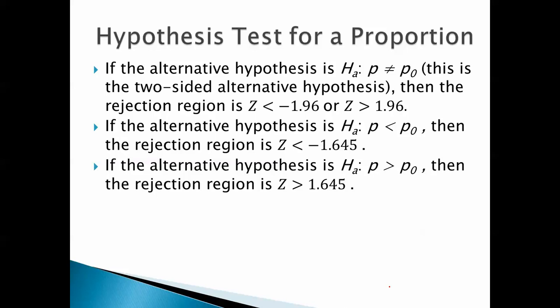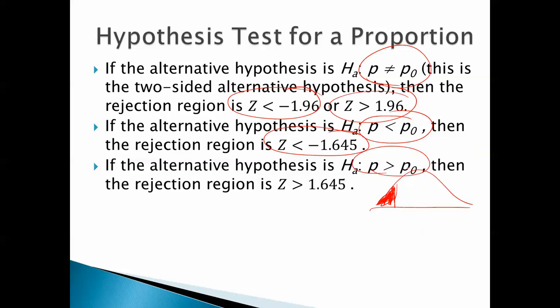Okay, to summarize, if the alternative hypothesis is P does not equal P sub 0, that's the two-sided alternative hypothesis, these would be our rejection regions: Z is less than negative 1.96, Z is greater than 1.96. If you have an alternative hypothesis like this, P is less than P sub 0, your rejection region would be Z is less than negative 1.645, because you'd end up with a situation like this. You want low values of P. That's when you'd reject the null hypothesis. If, on the other hand, the alternative hypothesis is P is greater than P sub 0, then the rejection region is Z is greater than 1.645. You would reject it only if you get a big value of P, which corresponds to a big value of Z.